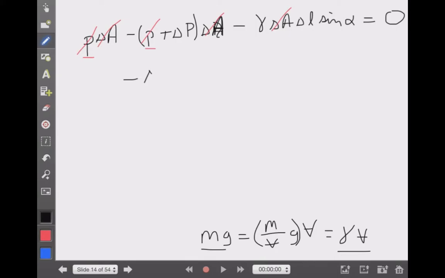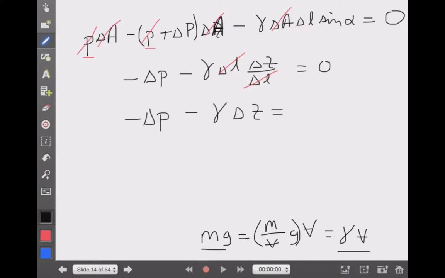Now we have minus delta P minus gamma delta L, and then sine of alpha, as we saw from the previous slide, is delta Z over delta L. So we also get these to cancel. This is all equal to 0, and we have a very simple formula now: the change in pressure minus gamma delta Z equals 0.